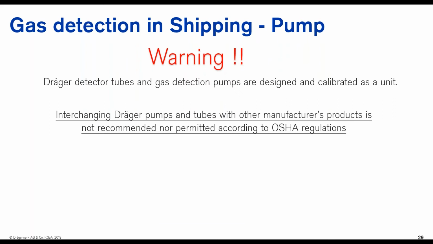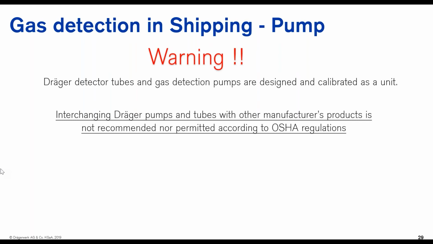So this is a warning that we want to share as well, because I think a lot of customers are asking us whether they can interchange the pumps and tubes. Although the volume of air from the pumps is still the same, interchanging Dräger pumps and tubes with other manufacturers is not recommended. It's not permitted according to OSHA regulations. The reason is that each Dräger tube contains a very sensitive reagent system that produces accurate readings only when the technical characteristics of the gas detector pump precisely match the reaction of the reagent system in the tubes.